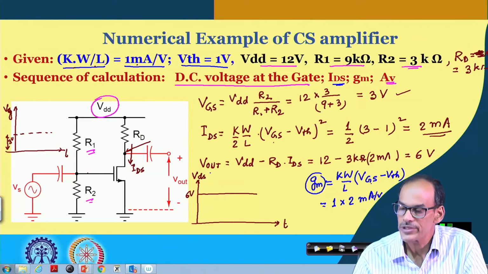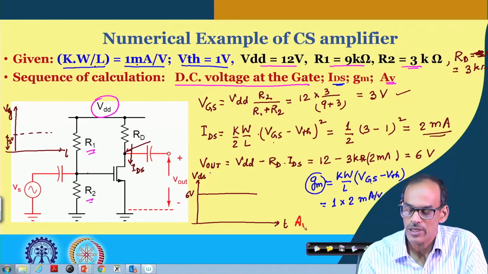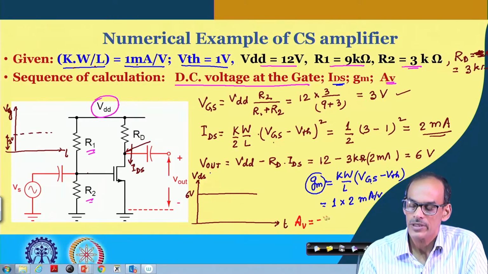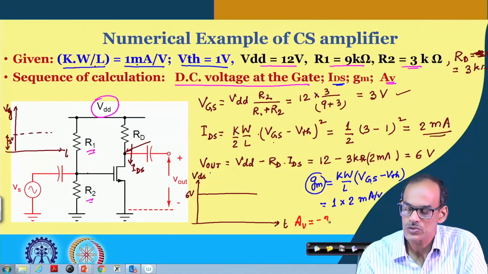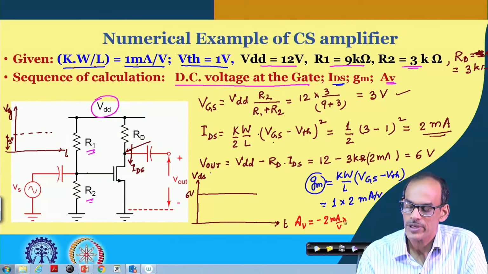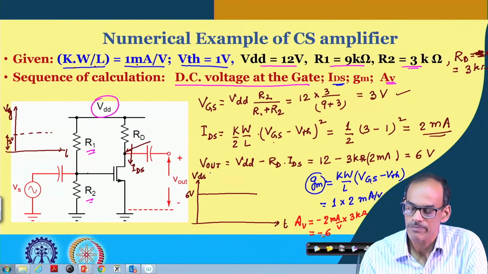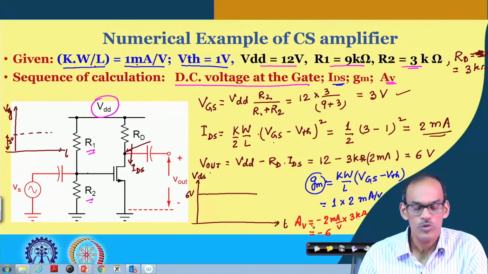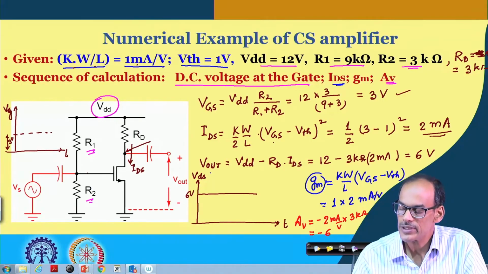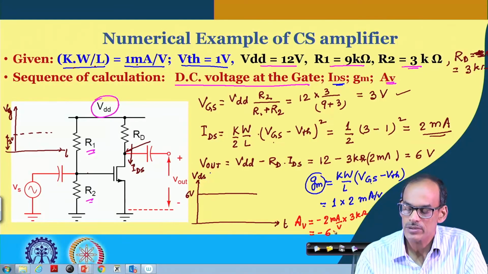So, the voltage gain AV equals minus GM, which is 2 milliampere per volt, multiplied by this RD, which is 3 kilo ohm. So, that gives us a gain of only minus 6. Of course, this is a poor gain, but whatever it is, let us assume that for the time being, and that may be sufficient.